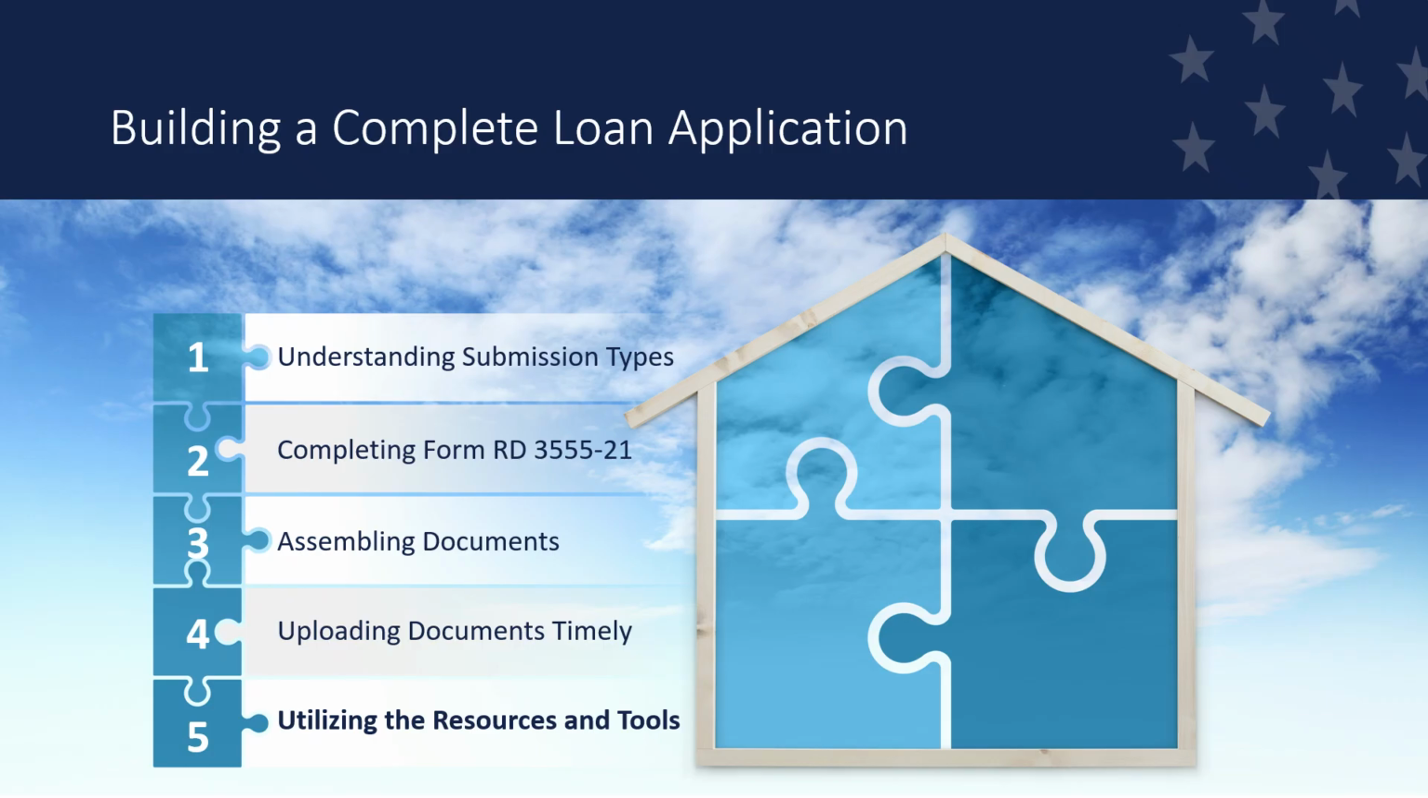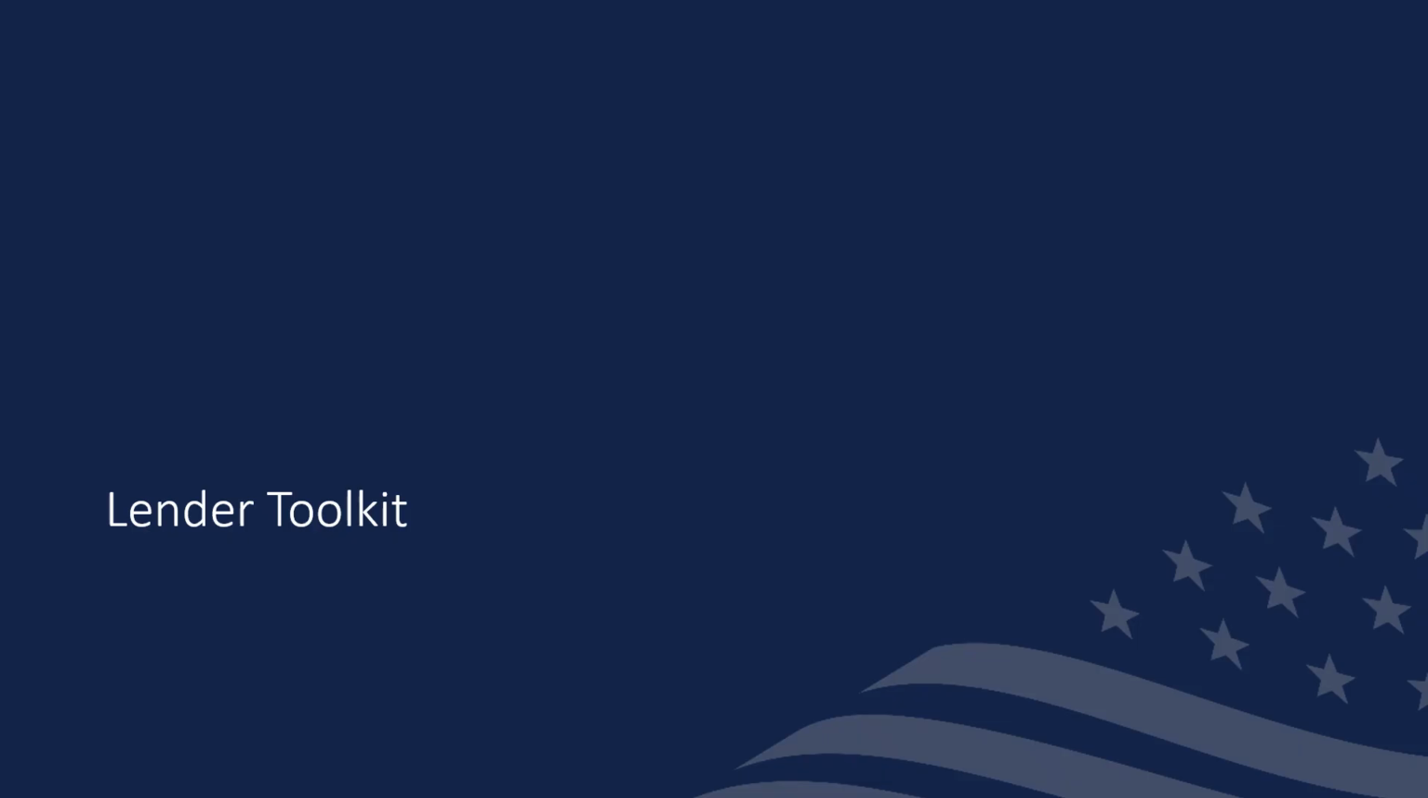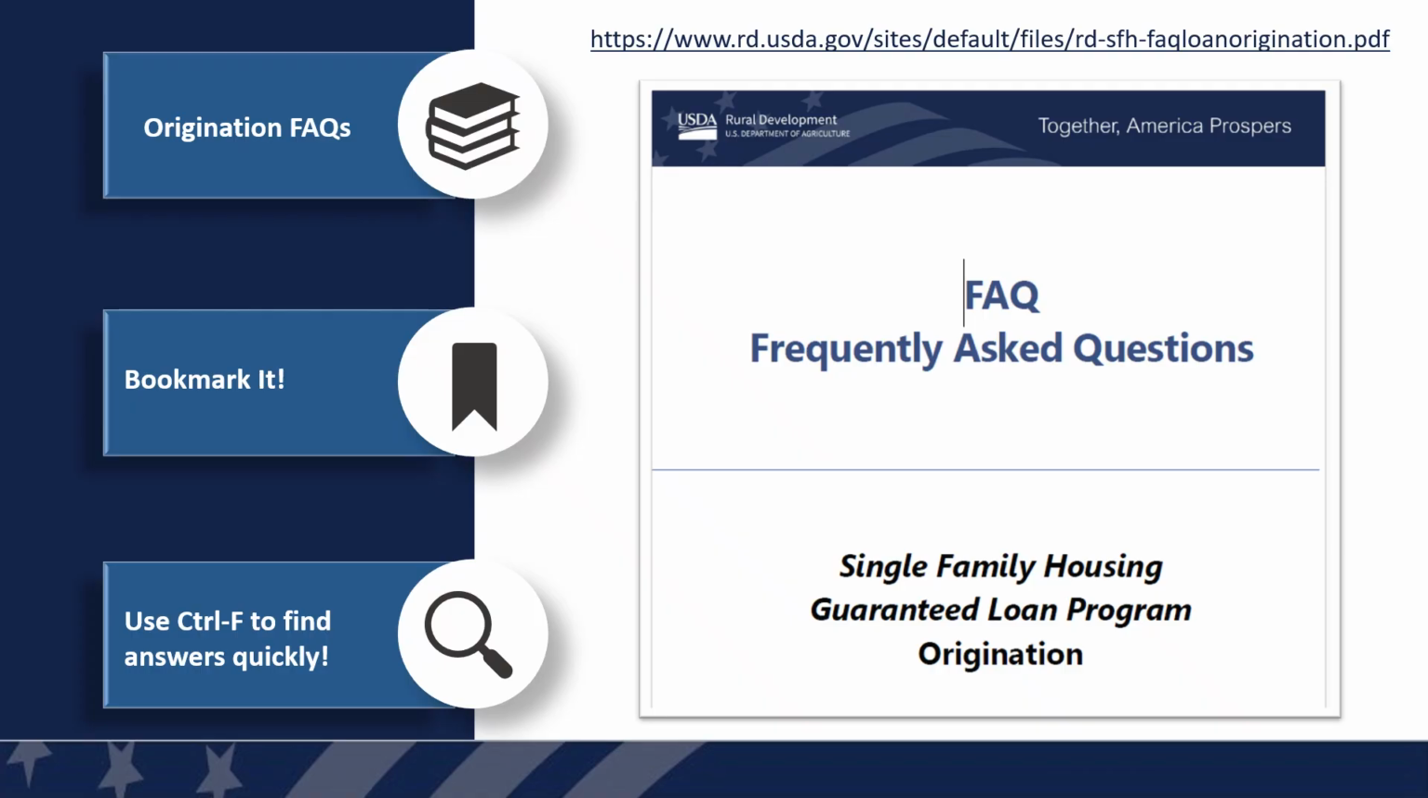The last step to building a complete application is utilizing the resources and tools. Save yourself valuable time by utilizing the numerous tools and resources Rural Development has developed to assist lenders with originating, processing, and servicing guaranteed loans. One useful resource is our frequently asked questions. This document has a lot of useful Q&A as they were received by our lending partners on the program. It is updated frequently and allows for the Control F feature.